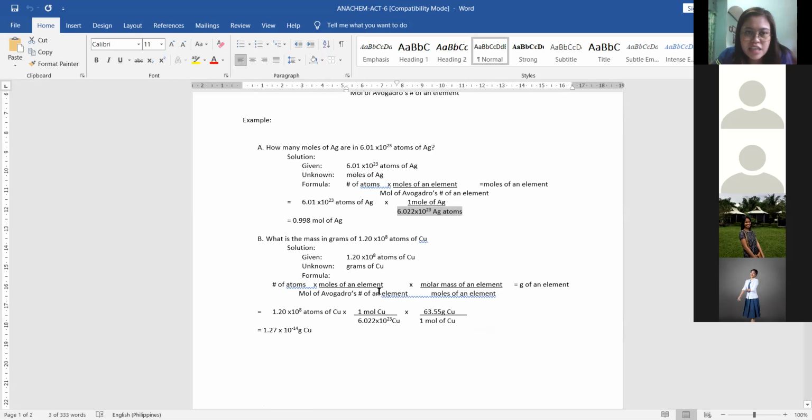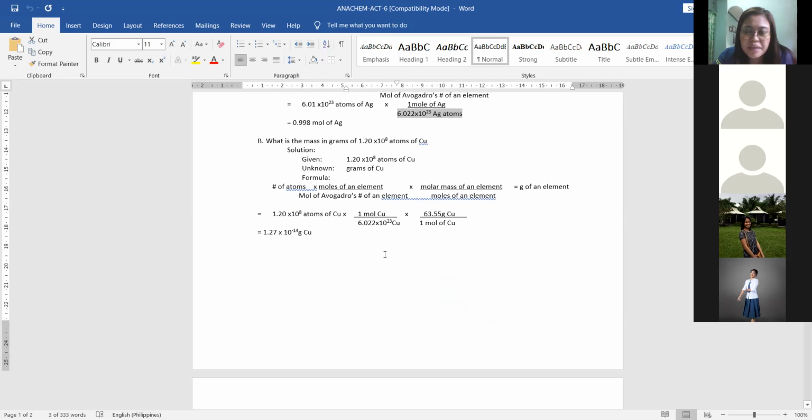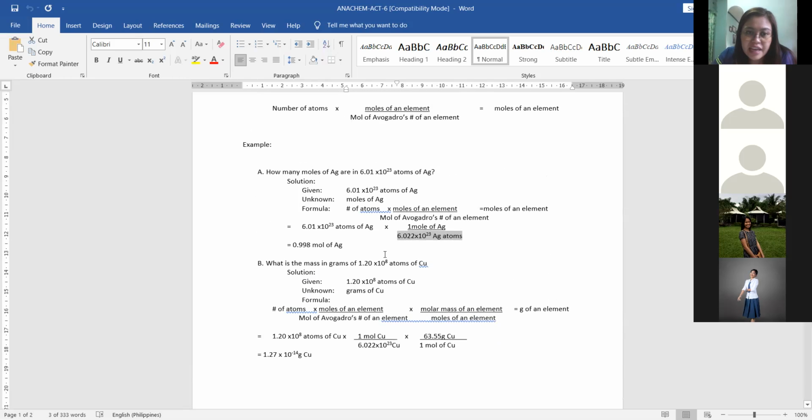In the second example, what is asked is mass in grams. So if you have a certain number of atoms, you can also convert it. You can predict how much it is in grams. So we just add to our formula. Actually, it's the same formula, with just an addition in the form of the molar mass. So the molar mass of the element, or molecular weight, that's the same thing, or atomic weight of the element.